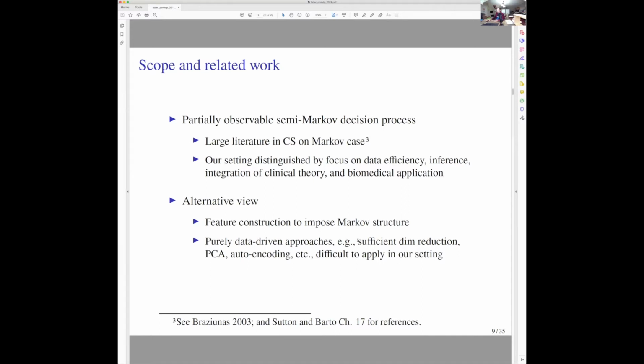I won't show these simulation experiments here, but it does do better than something like sufficient dimension reduction or PCA or auto-encoding and so on. These can be difficult to apply in our setting unless you impose that additional structure. So we tend to focus more on the clinical perspective here, but there is this alternative view of just how do we take non-Markov data and make it approximately Markov.